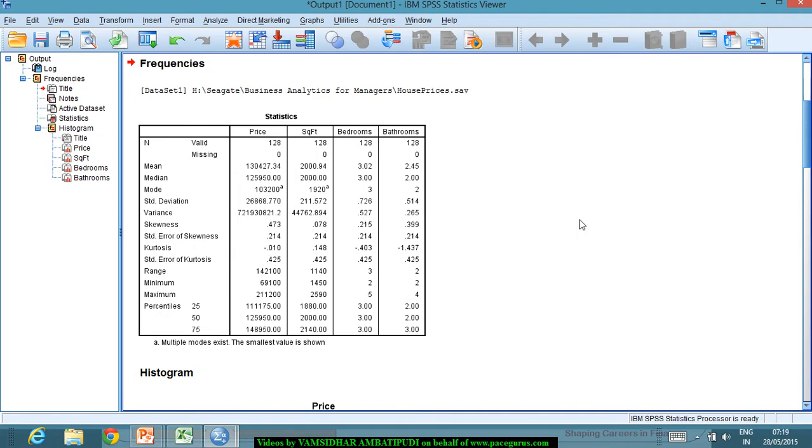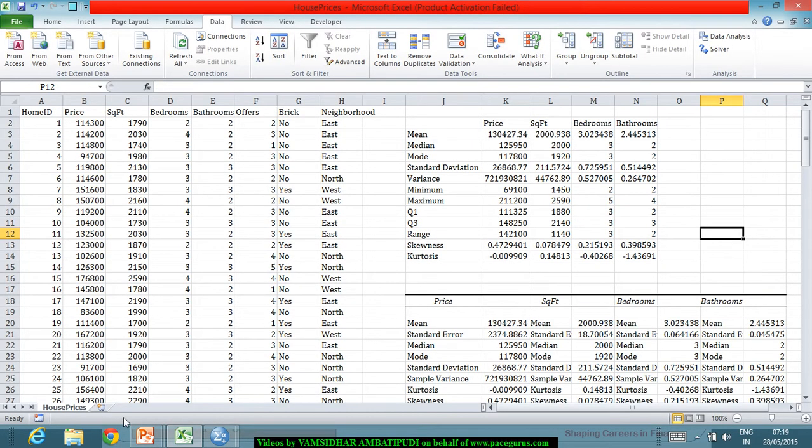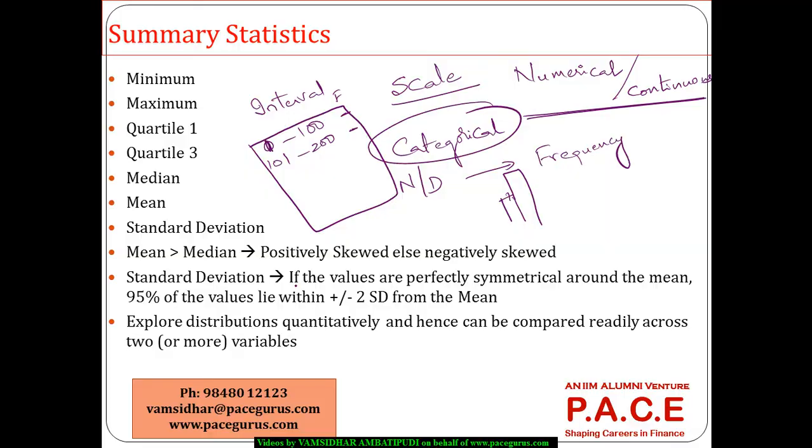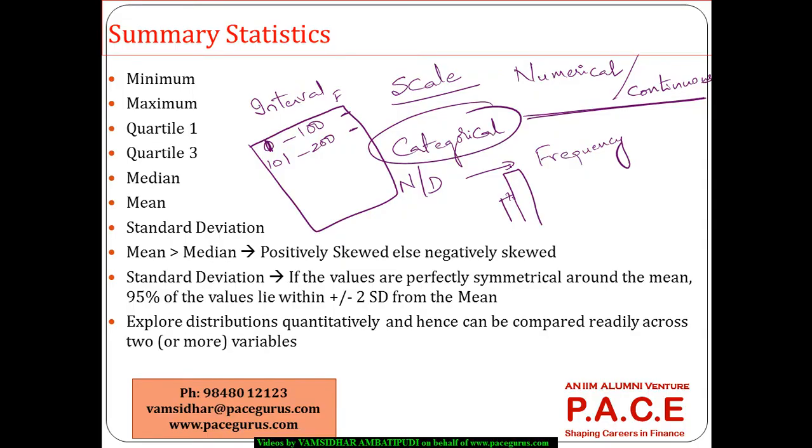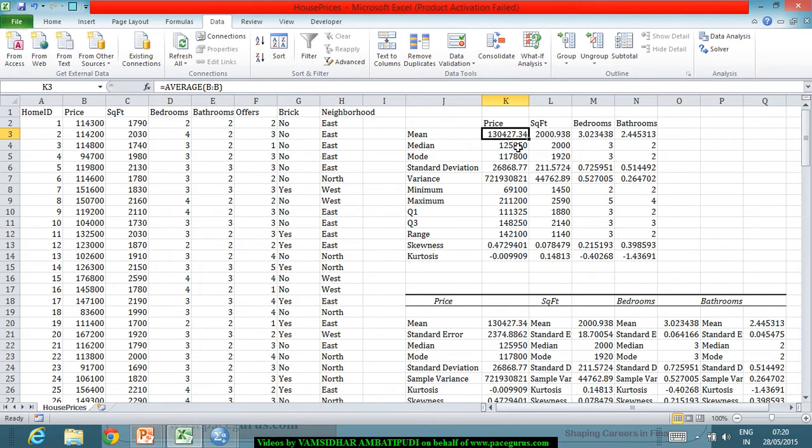Okay, now let's start looking at a few elements that come out for our interpretation. Look at the mean. The mean is like an average. On an average, the price is around 130,000. On an average, the size of the house is around 2000 square feet. On an average, 3 bedrooms, but 3.02 has no meaning. Similarly, 2.44 bathrooms may not have any specific meaning.